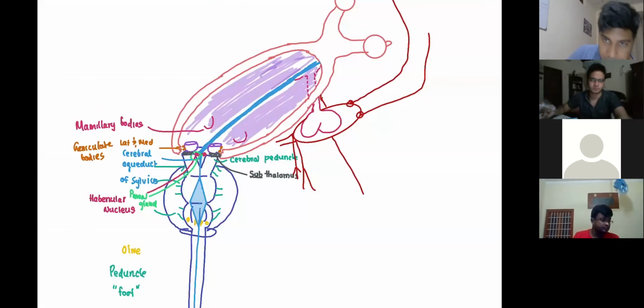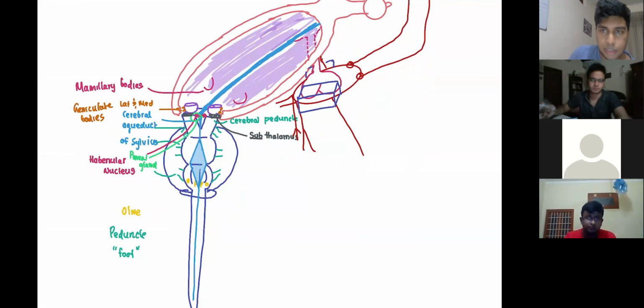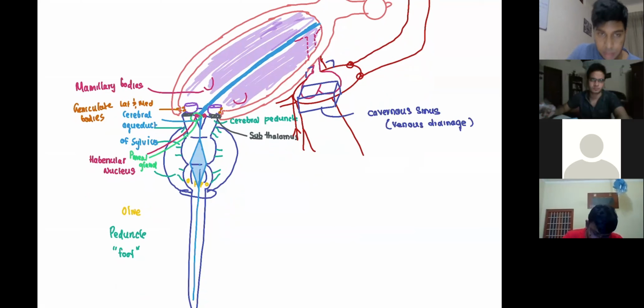And whenever there's an arterial drainage, there has to be a venous drainage. The venous drainage is located lateral to the pituitary, like this. Don't draw this if it is too cluttered. Okay, we will discuss these over time. I just want to talk about the locations of what we are going to learn today. This is called the cavernous sinus. This is the venous drainage. Okay, I hope you guys understand this.